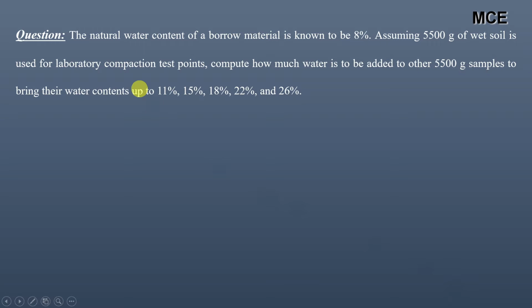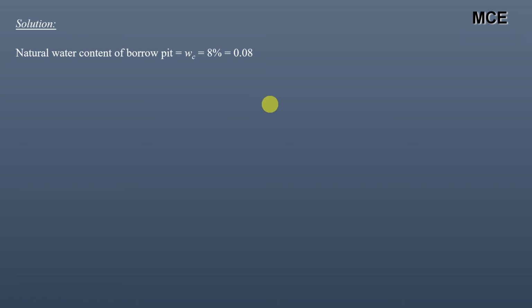Okay, I have been given a question which states that the natural water content of a borrow pit material is known to be 8%. Assuming we are taking 5,500 grams of wet soil and using it for laboratory compaction test points, we have to compute how much water we need to add to other 5,500 gram samples to bring their water content up to 11%, 15%, 18%, 22%, and 26%.